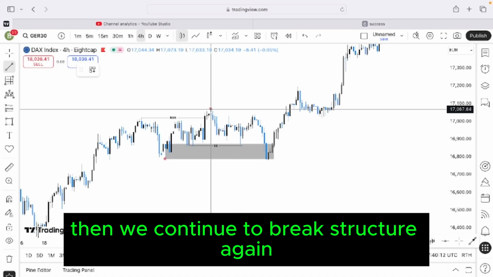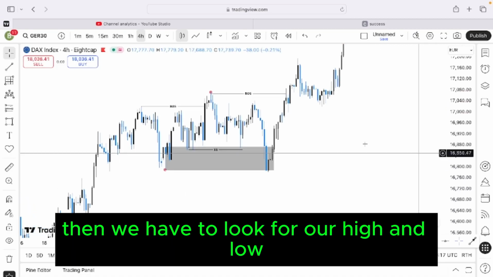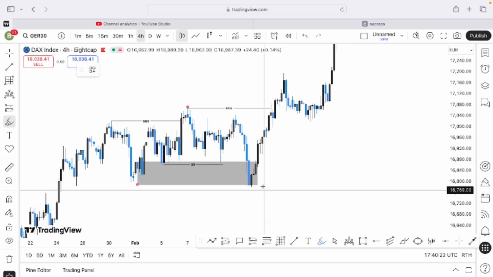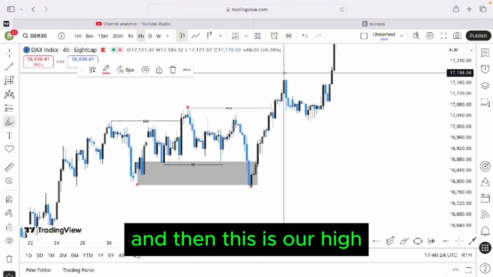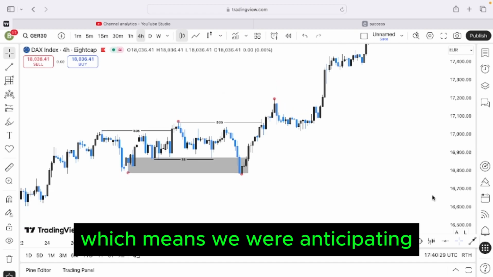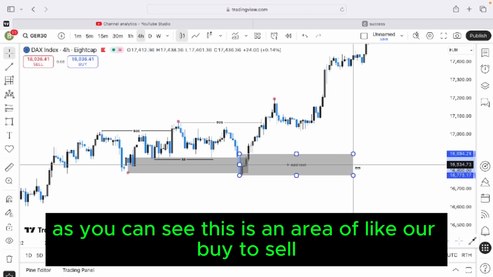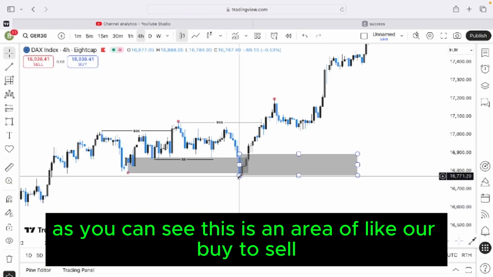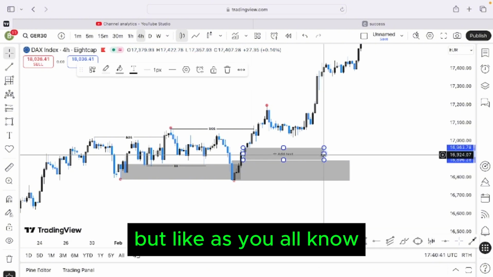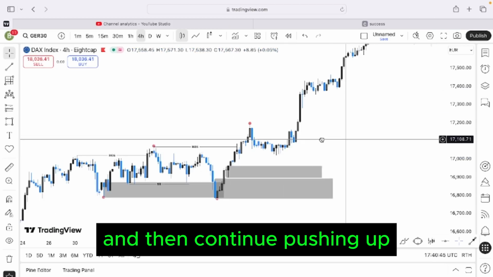Then we continue to break structure again, break of structure right here. Then we have to look for our high and low. So current break, this one here, which means that this is our low and then this is our high. As you can see, this is a 3 candle pullback, which means we were anticipating some buying opportunities maybe from this point here. As you can see, there's an area of our buy to sell, and then the other area would have been around here. But as you all know, the market can just pull back into no area and then continue pushing up.